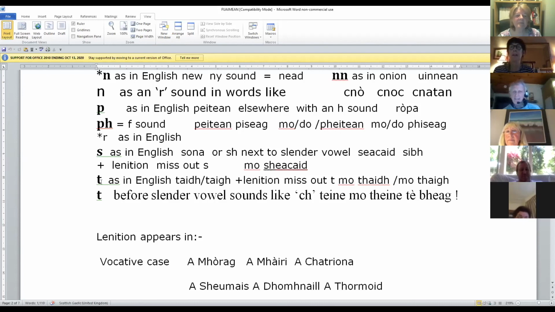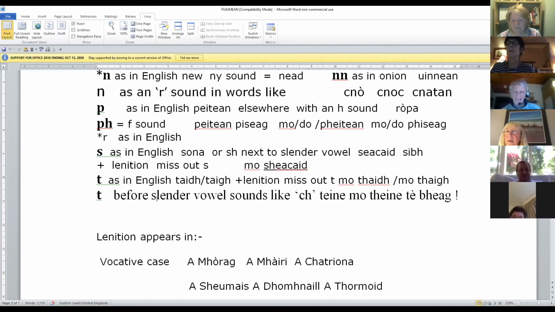T is the same idea. T as in tie. Okay. Tuig is a house. With lenition, you miss out the T and you go mo hui. Mo hui.